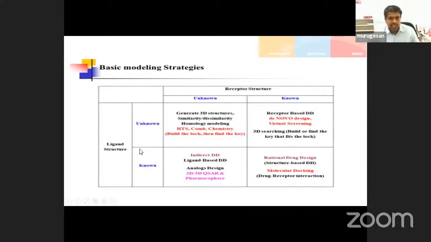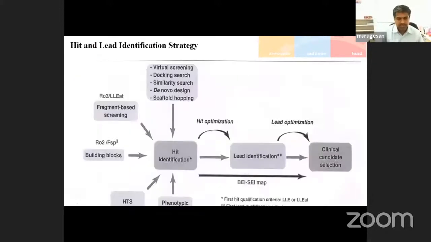The third category is whenever the ligand structure is known but the receptor structure is unknown, then we can go for 2D, 3D QSAR and pharmacophoric modeling. Then whenever the ligand structure is known as well as the receptor structure, receptor meaning our target structure, is known, at that time we can go for molecular docking. So these are all the basic molecular modeling selection modalities or strategies. These are all in detail specific to hit and lead identification strategy.